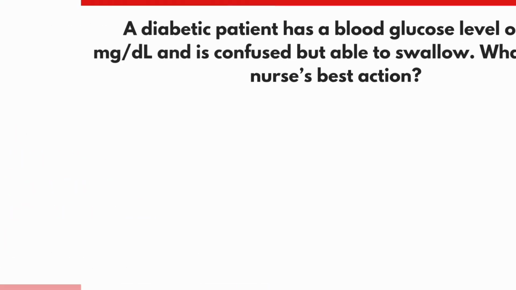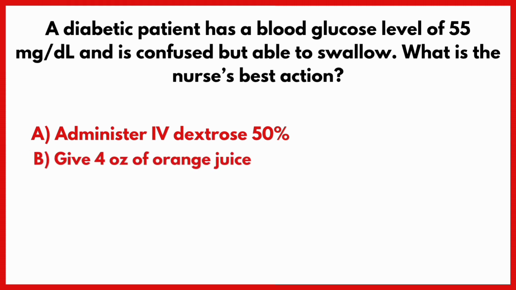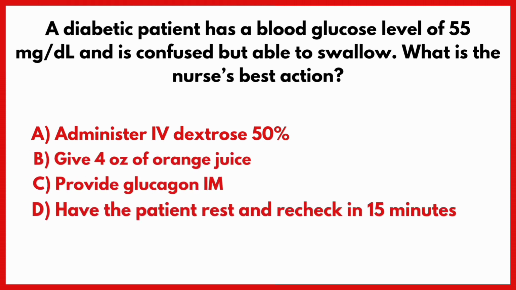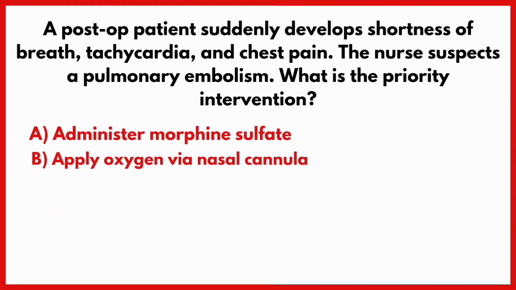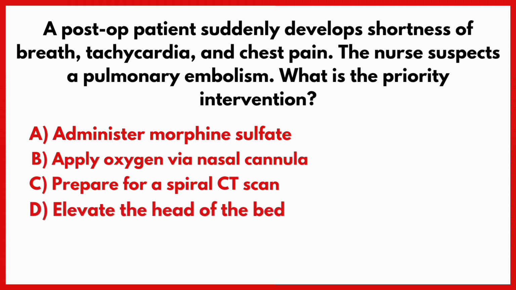Hypokalemia. A diabetic patient has a blood glucose level of 55 and is confused but able to swallow. What is the nurse's best action? Correct answer is option B. A post-op patient suddenly develops shortness of breath, tachycardia and chest pain. The nurse suspects a pulmonary embolism. What is the priority intervention? Correct answer is option B.